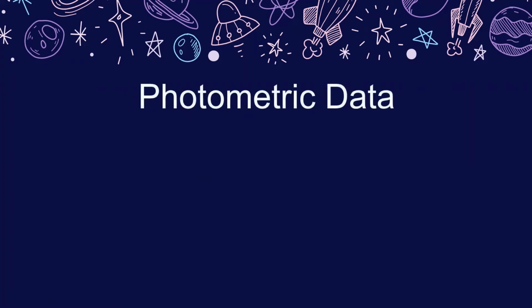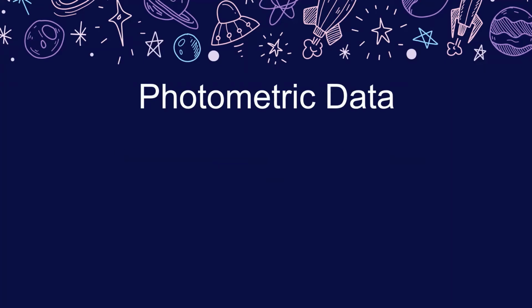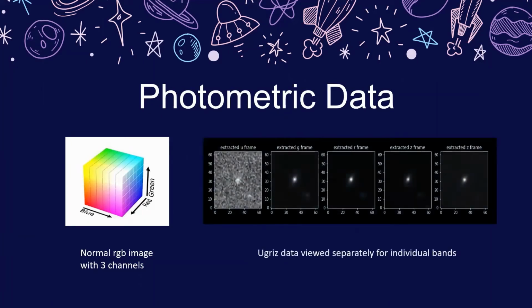So now let's try to understand the data that we are getting. The photometric data contains 5 channels. More specifically, the data that we are using contains 5 channels and consists of ultraviolet, green, red, infrared, and a value for brightness. It is collectively called Euclid's band. So just to compare with a normal image, this is how a normal RGB image with 3 channels looks. We have one channel for R, one for G, and one for B, and we just stack them together to make this RGB image. Now this is the data we got from SDSS, and it contains 5 channels U, G, R, I, Z, and these are just how we view them separately.